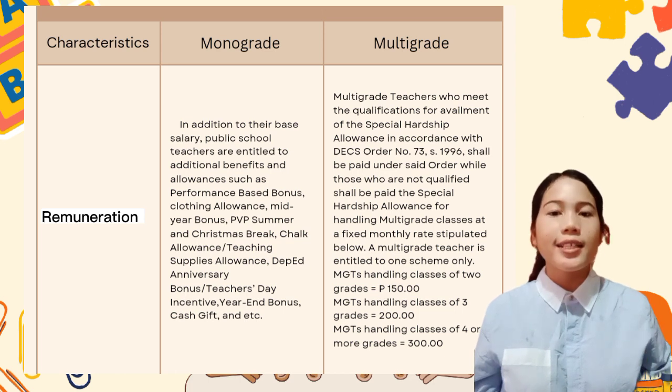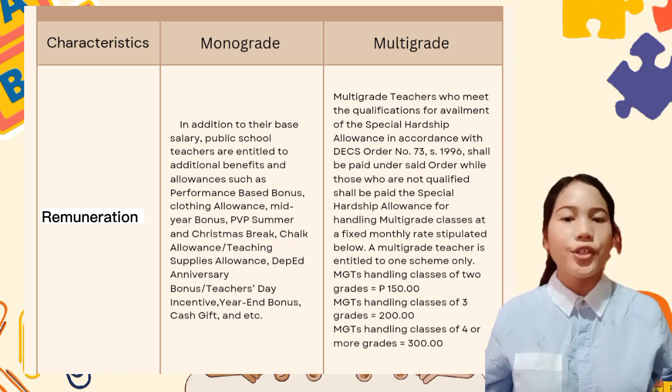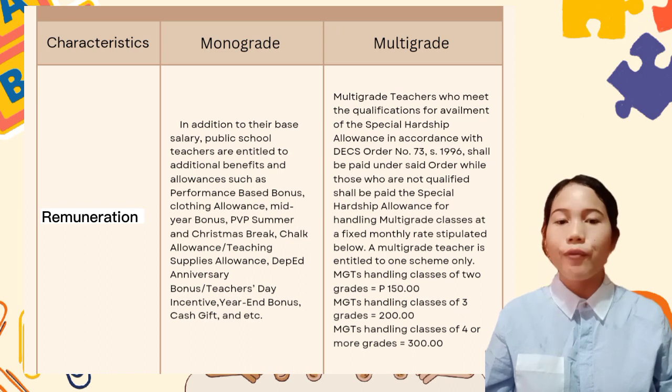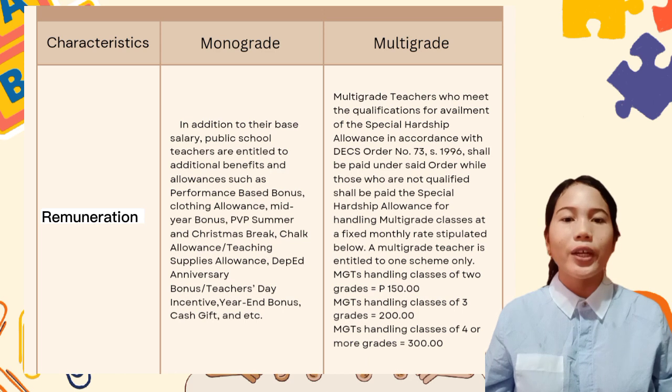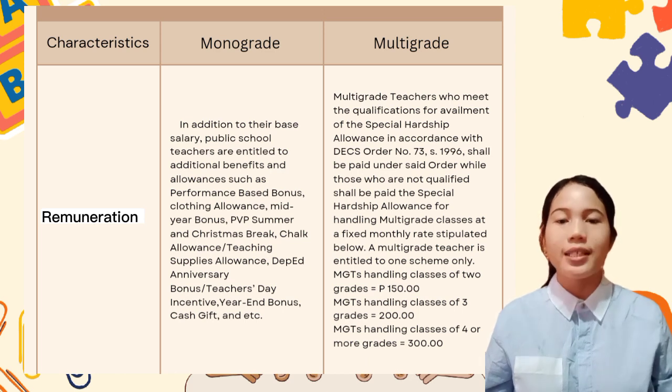73, 1996 shall be paid under said order, while those who are not qualified shall be paid the Special Hardship Allowance for handling multi-grade classes at a fixed monthly rate stipulated below. A multi-grade teacher is entitled to one scheme only.